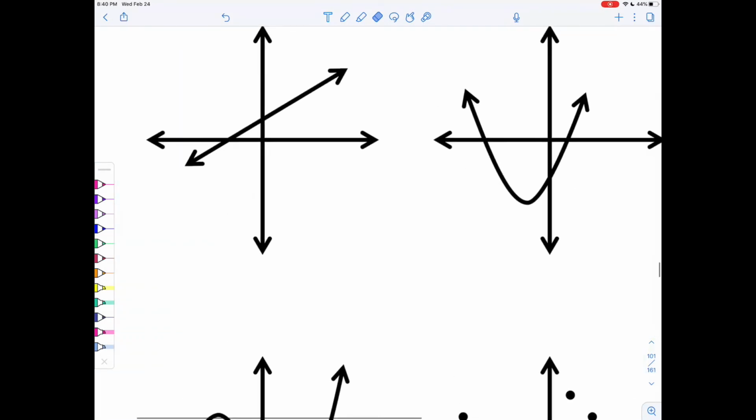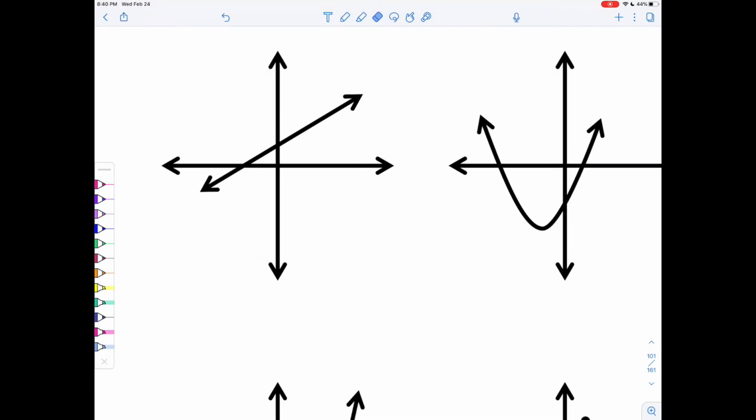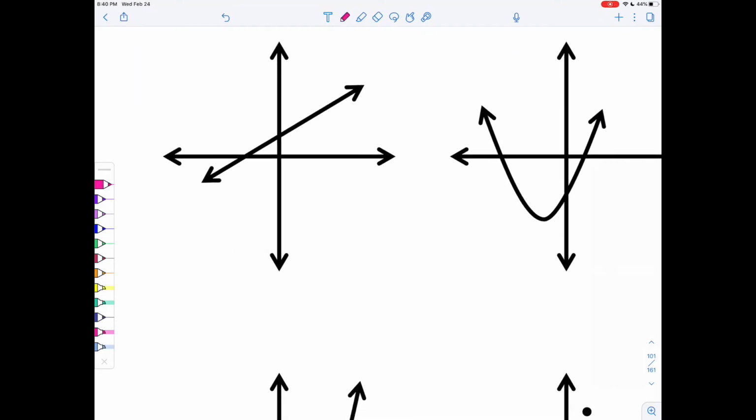I'm going to start with this one right here. In doing this, what I essentially want to do is take a vertical line and drag it across my relation. I'm going to see if it ever touches the relation more than once. So over here, for example, it's only touching the relation once. And I just need to make sure that happens the whole way through.